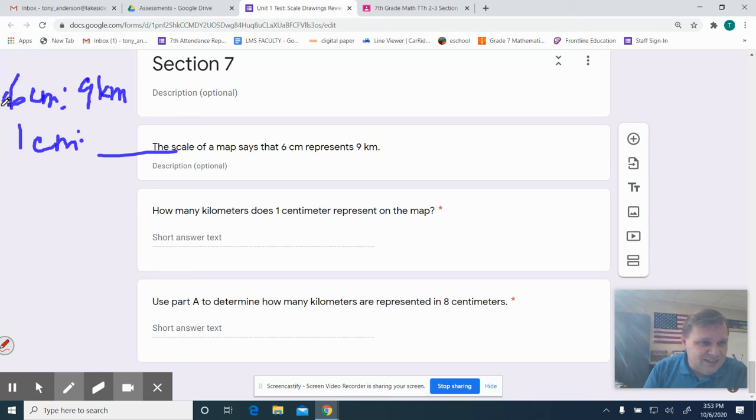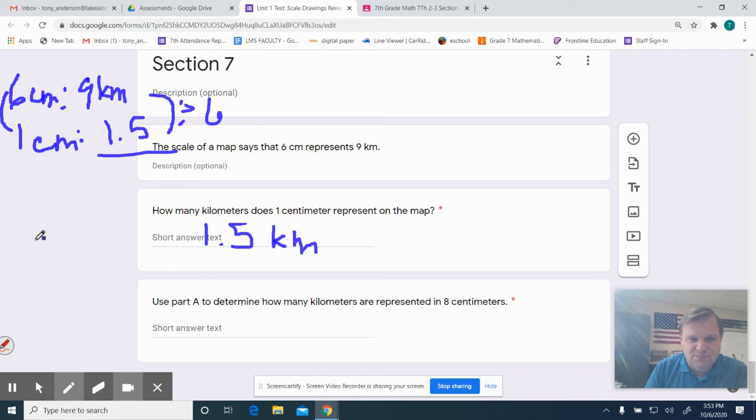Well, if I look at this, if I divide 6 by 6, I get 1. So if I do that same thing over here, 9 divided by 6 gives me 1.5. So my answer here would be 1 centimeter equals 1.5 kilometers. And I just looked for that relationship.